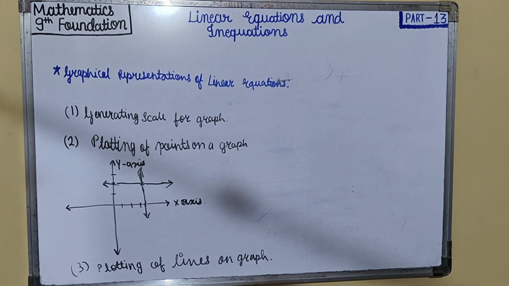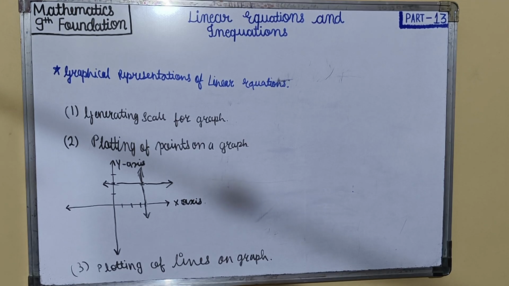Note some points on graph. First point is graphically the solution set of simultaneous equations is given by the point of intersection of the lines when they are plotted on the graph. Second is when the lines intersect only at one point, it has a unique solution set. Such a system of equations is said to be consistent and independent equations.